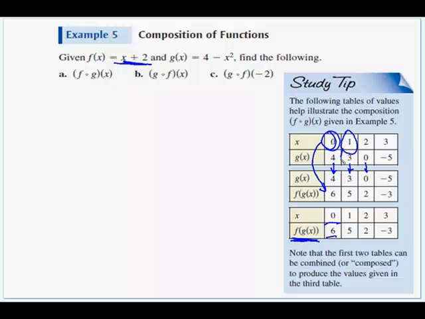In goes this 1, we jump right to the end, 5, 1 to 5. We put in a 2, out pops a 2, 2 to 2. Plug in a 3, out comes a negative 3. The composition of the function allows us to sort of jump over this part. We go right from the beginning input to the final output. Note that the first two tables can be combined or composed to produce the values in that third table.